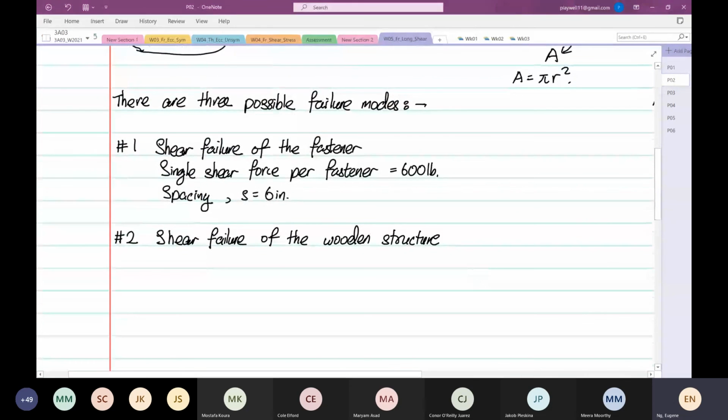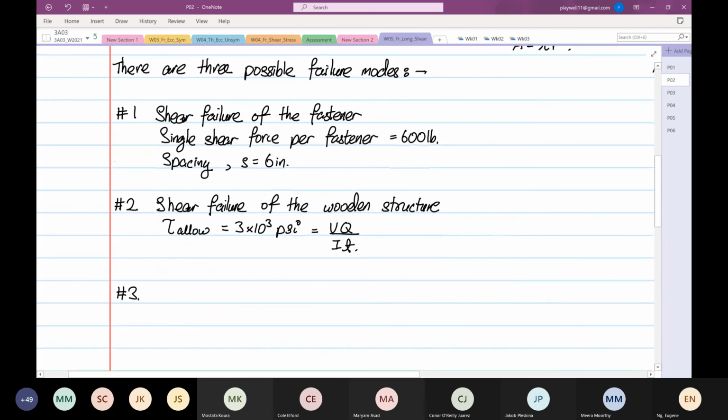Wow. So shear failure of the wooden structure, and we know the shear stress allowable is equal to 3 times 10 to the power 3 PSI, right? Then after that, we know that this will be equal to VQ over IT, right? And the third mode of failure is where? Anyone?